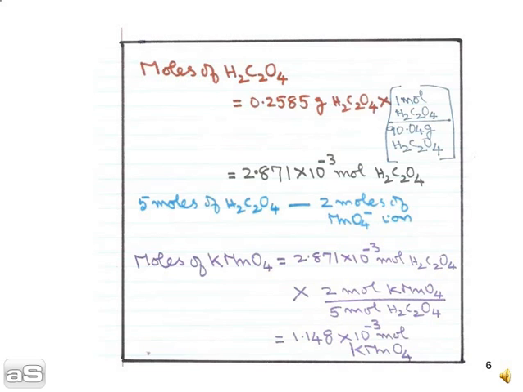So we calculate the moles of oxalic acid, which is 2.871 × 10^-3. Then we know that 5 moles of oxalic acid react with 2 moles of permanganate ion. So the moles of permanganate can be calculated as 1.148 × 10^-3 mole.